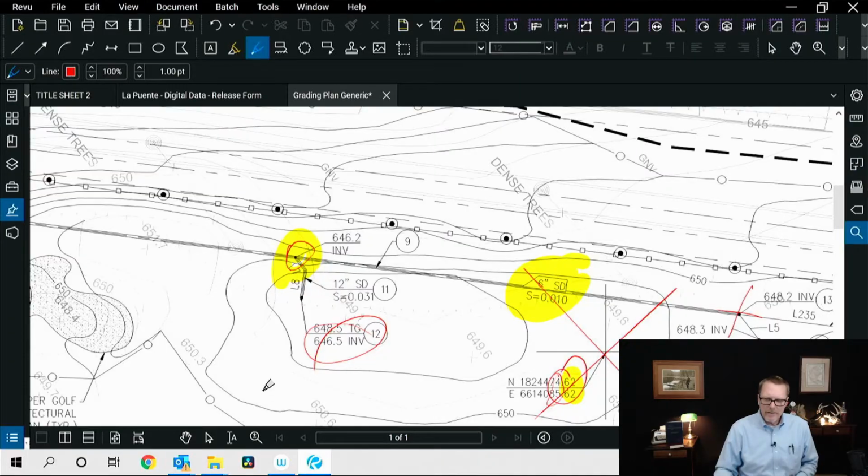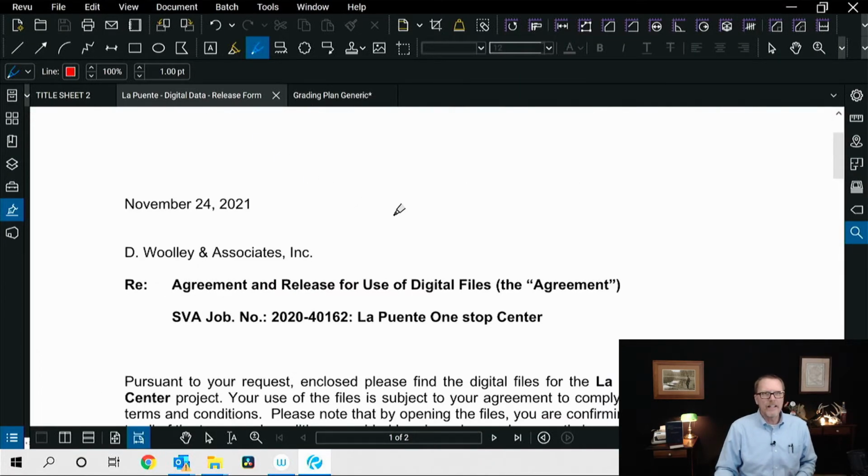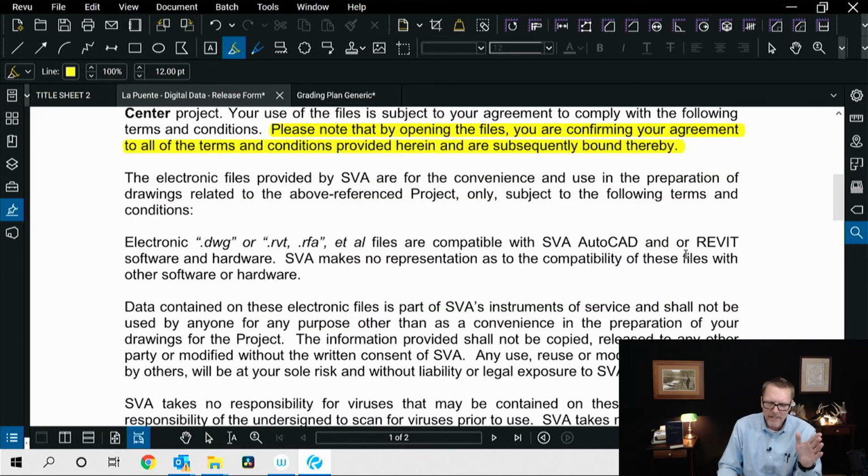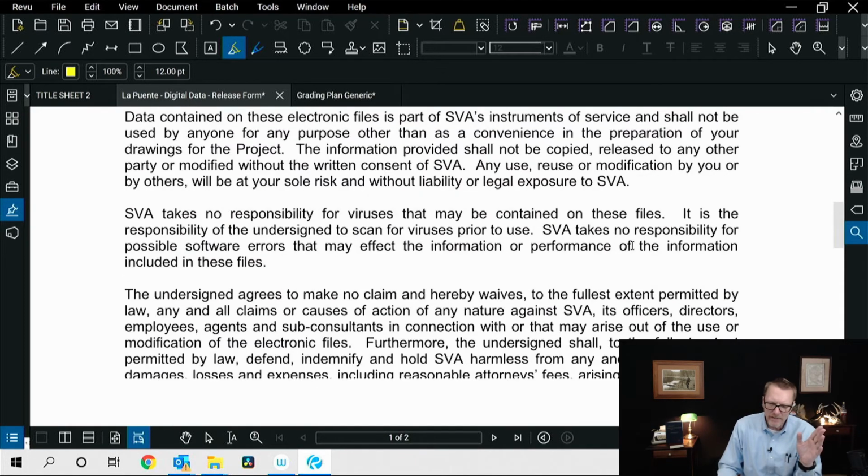You send over a request to the engineer, and you say, I need the AutoCAD drawings for this project so that we can stake it. And they send over a release. And this is a typical release that I see here. It says, release an agreement for digital files. And this is just a job that we were working on. Here you go. And they talk about, please note, by opening these files, you're confirming your agreement to all terms and conditions. So as soon as you open these files, you're in agreement. And they talk about the file types and viruses and things like this.